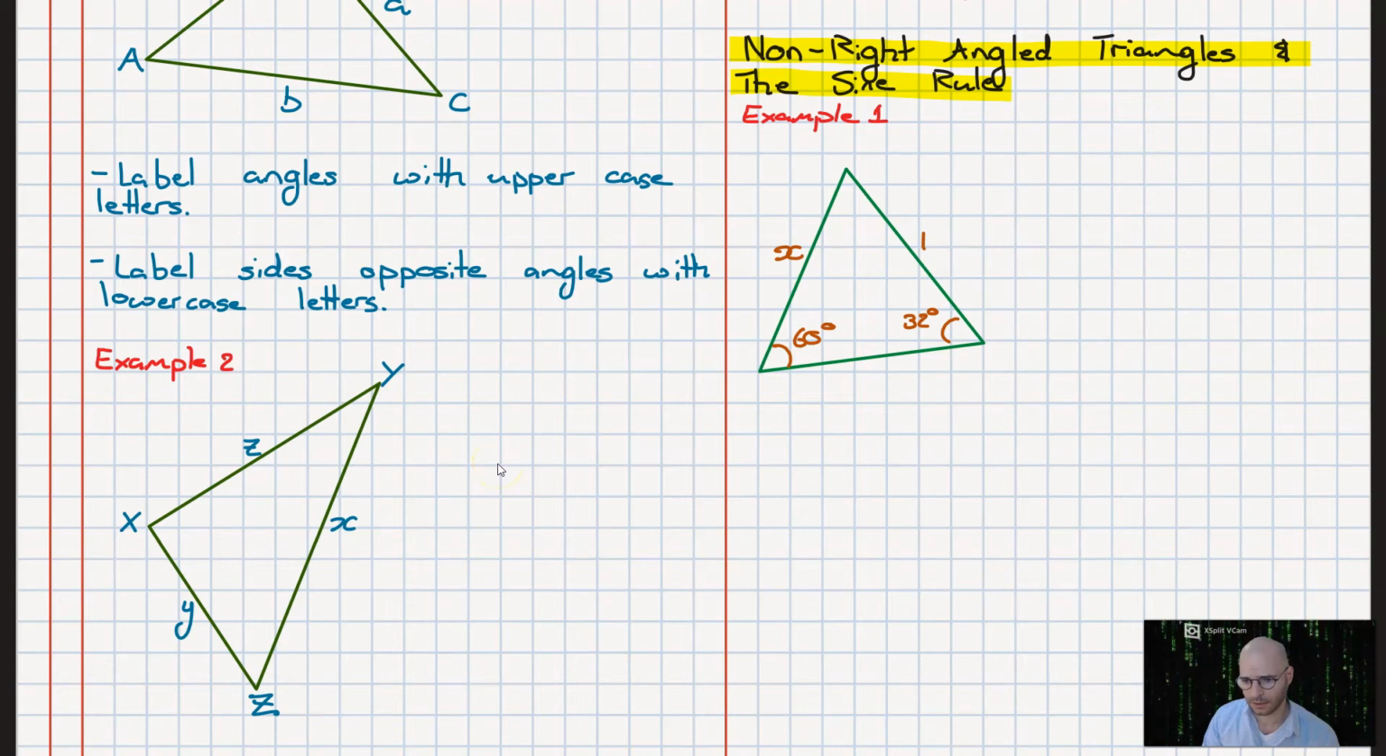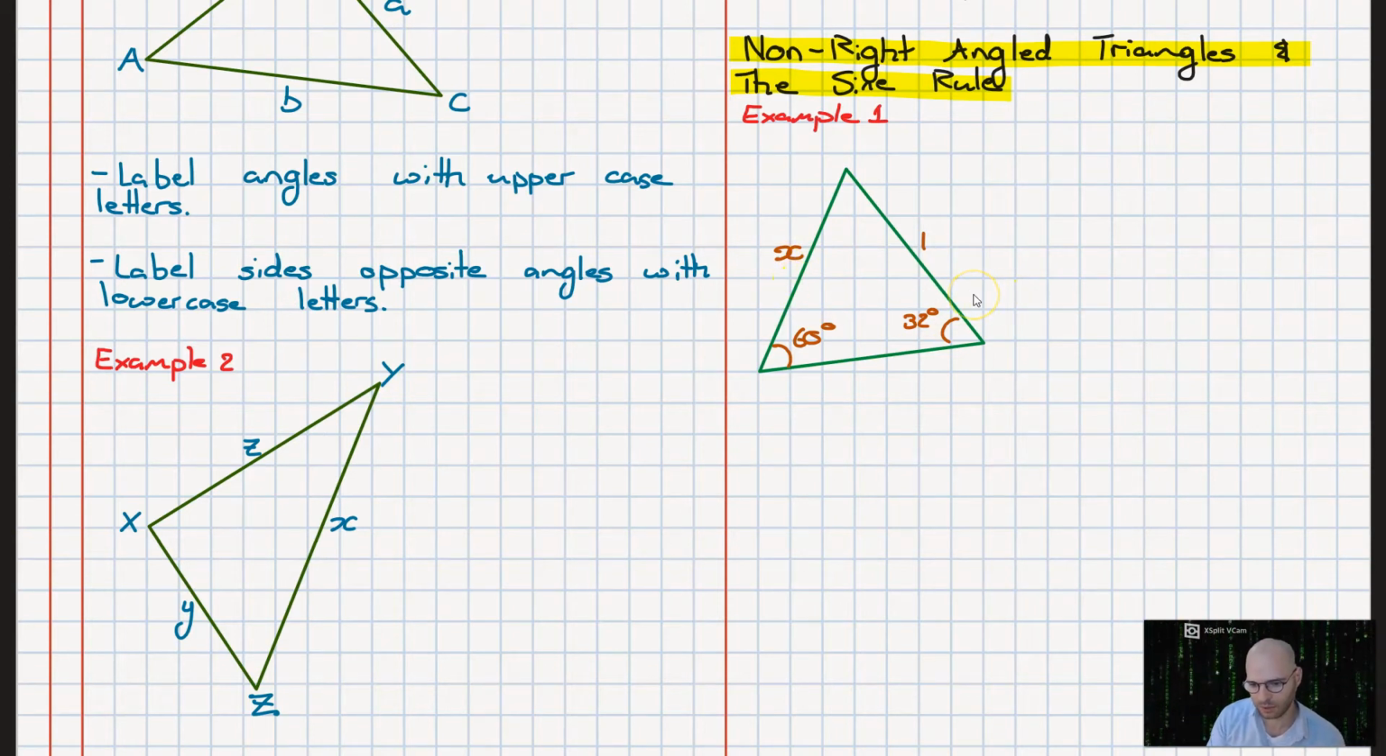Welcome back. In this video, we're going to have a look at how we can use the sine rule to analyze non-right angled triangles. In example 1 here, we've got this non-right angled triangle. We have an angle of 60 degrees and a complementary side of 1, and another angle of 32 degrees with a complementary side of unknown length, x. What we're going to do is use the sine rule to deduce the value of x here.